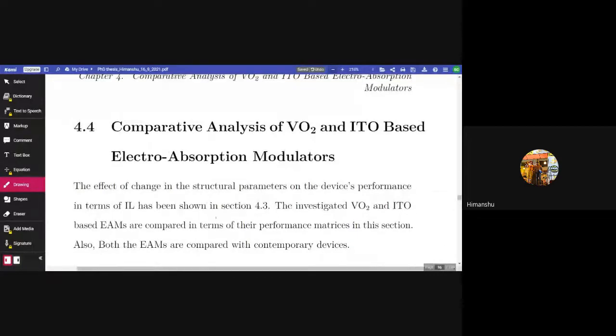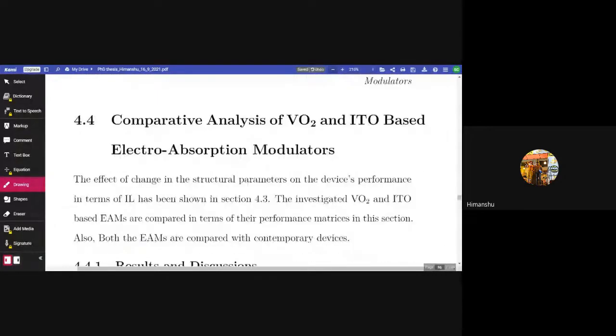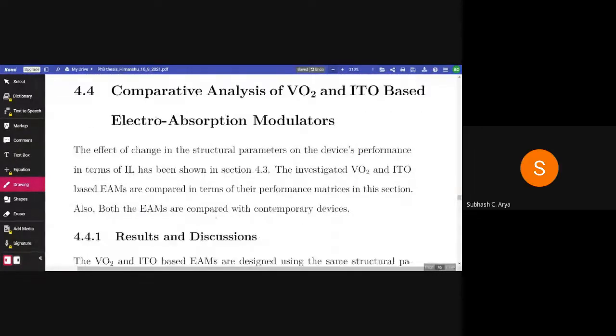So coming to section 4.4, comparative analysis. Before this, any question? Let us ask something. Anyone? We are 9 people in total. We can ask questions in the chat box also. That shall be great.